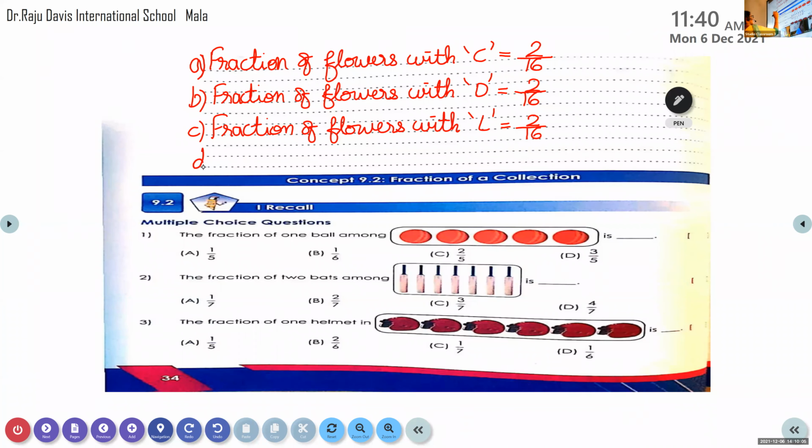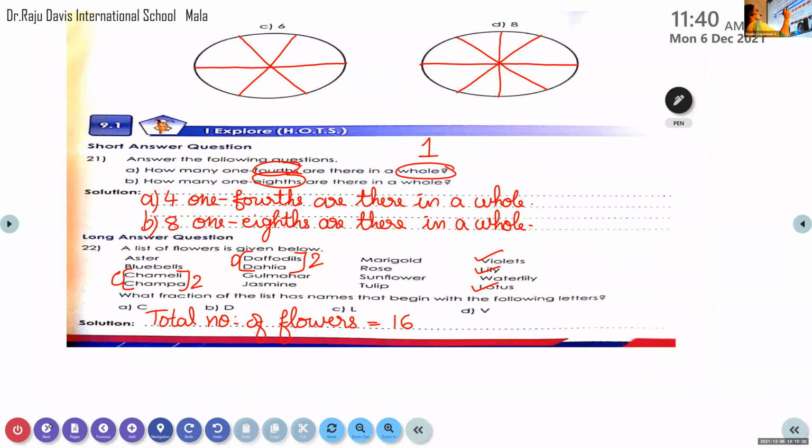Now we are moving to D. Fraction of flowers with the beginning letter V. Only 1 is there. Violets. Only 1. So the fraction will be 1 by 16. Good children. Good.